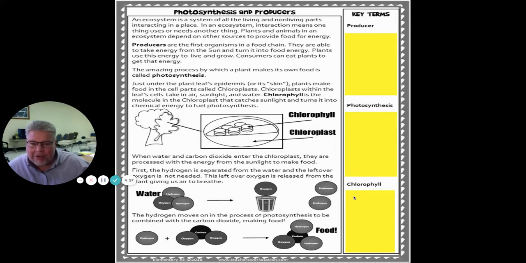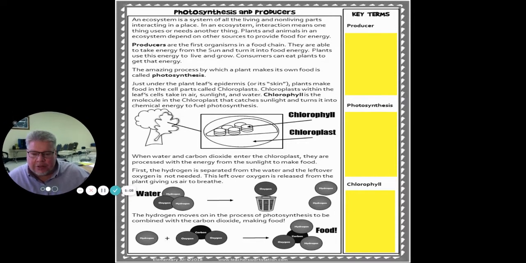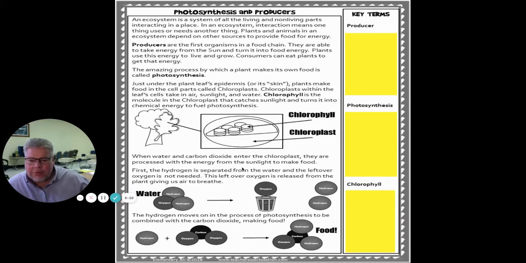Chlorophyll is the molecule in the chloroplasts which catches sunlight and turns it into chemical energy to fuel photosynthesis. When water and carbon dioxide enter the chloroplast, they're processed with the energy from the sunlight to make food. First, the hydrogen is separated from the water, and the leftover oxygen is not needed. This leftover oxygen is released from the plant, giving us air to breathe.